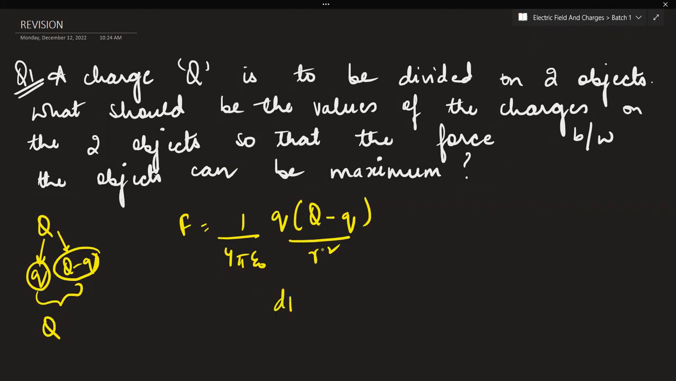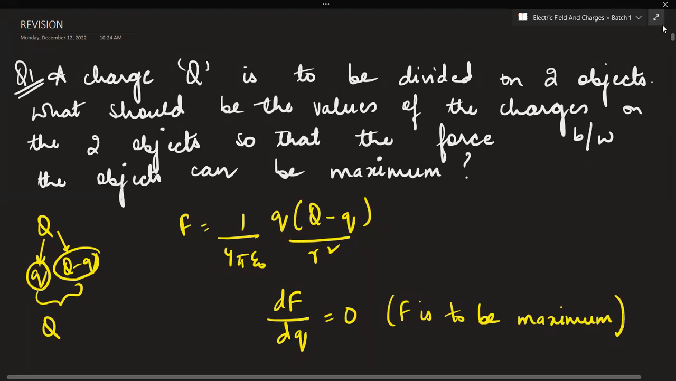Now see, for maximum force, you will equate dF over dq to 0. Why? Because force is to be maximum, so when you differentiate it with respect to the charge, this is when force is to be maximum.